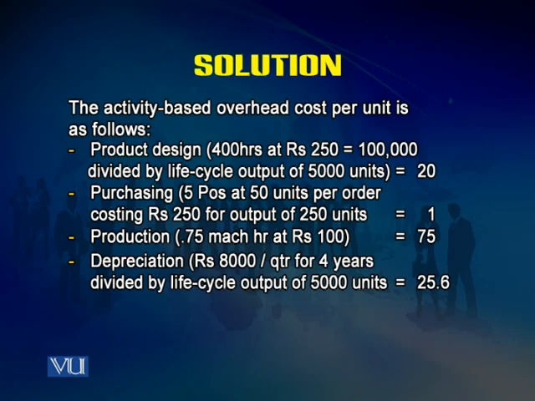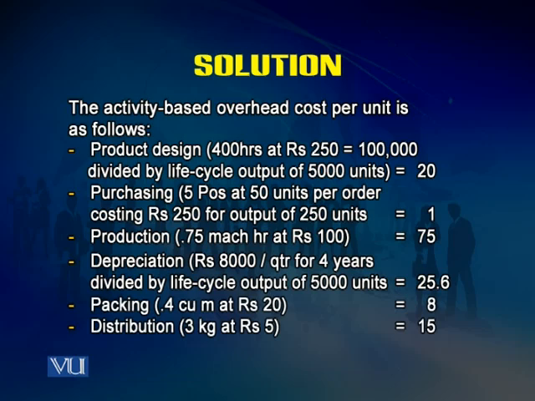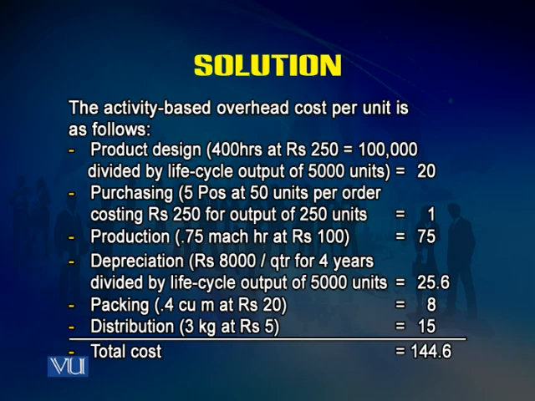Depreciation: we were given 8,000 for the quarter for 4 years, and that divided by the life cycle output of 5,000 units gives 25.6 as the depreciation per unit for NPD. Packing: we are given the volume 0.4 cubic meters and the rate is 20 per cubic meter, so that comes to 8. Distribution: 3 kgs at rupees 5 per kg is rupees 15. So the total cost per unit is 144.6.